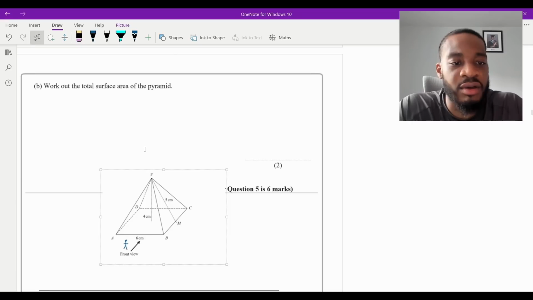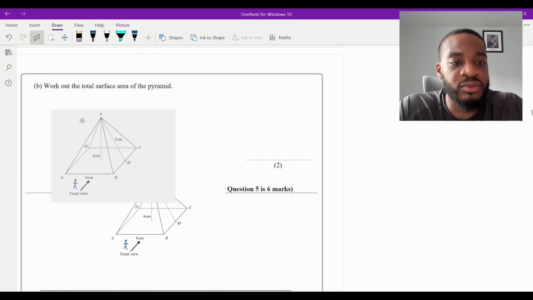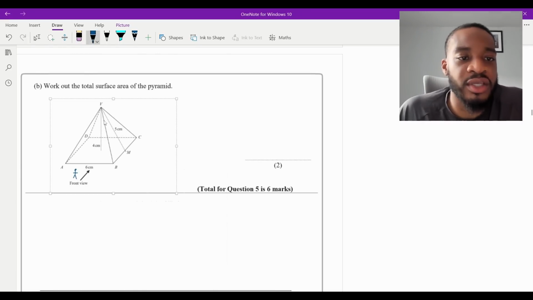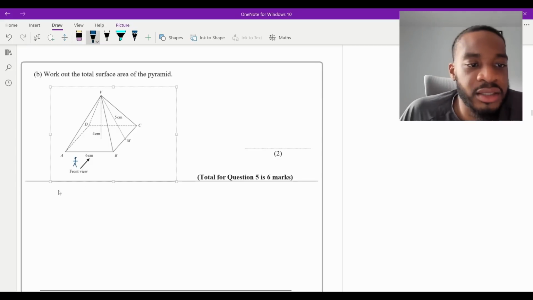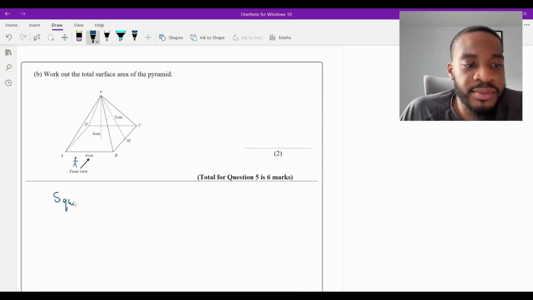So what do we have? We've got a square at the bottom, right? And then we've got 4 triangles, don't we? So let's do it here. So the square at the bottom is going to be 6 by 6, isn't it? So it's going to be 6 times 6, which is going to be 36, and that will be centimeters squared. And then we've got 4 triangles. So I'll work out the area of one triangle and then times it by 4.